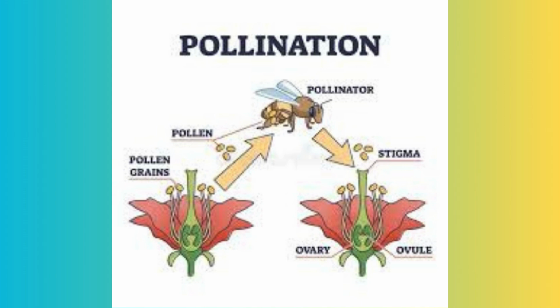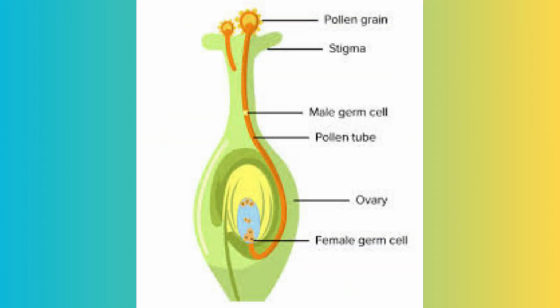After a pollen grain lands on the stigma, it germinates and grows a pollen tube down through the style to the ovary. The two male sperm cells from the pollen grain then travel down the tube to the ovule, where one fuses with the egg and the other fuses with the polar nuclei, a process known as double fertilization.